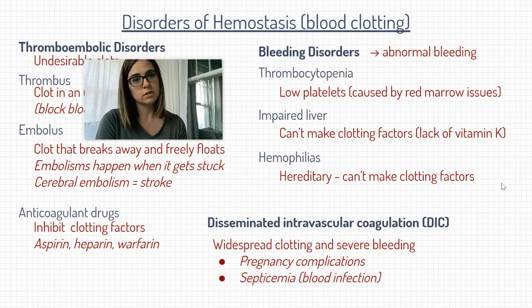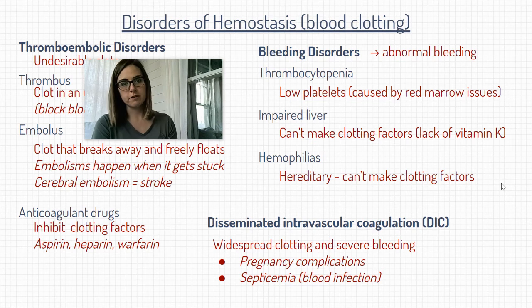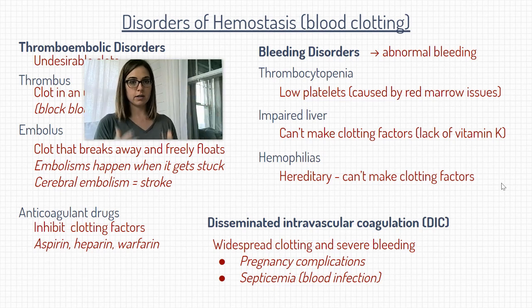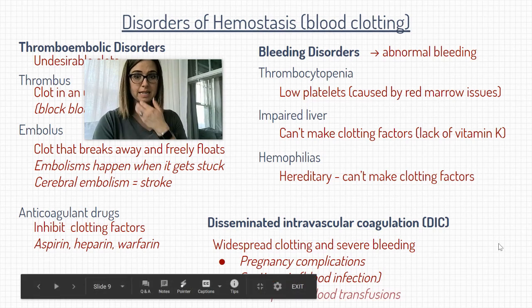Septicemia, which is like sepsis, which is blood infections. So if you have an infection in your bloodstream, that means that the infected blood is everywhere in your body, because your blood goes everywhere in your body. It can lead to severe bleeding and widespread clotting because your blood is infected. It's not doing what it needs to be doing.